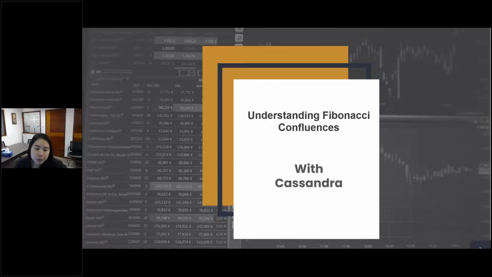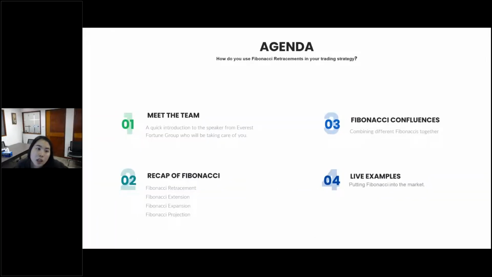Okay, so the topic for today is Fibonacci projection. That is part 4. I know it says here understanding Fibonacci confluences, because once we're done with the projection, we can then move on to confluences. Our agenda for today is to meet the team, then do a recap of the Fibonacci series, which is retracement, extension, expansion, and projections, which we will be doing today. And then we're going to move on with Fibonacci confluences.